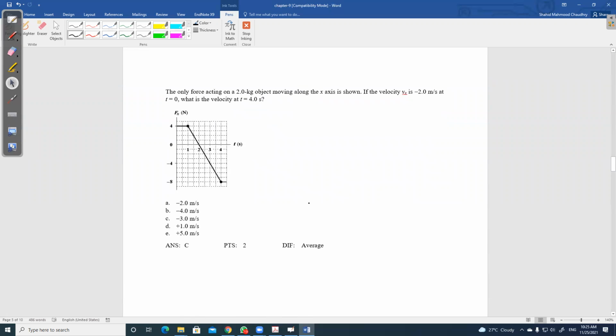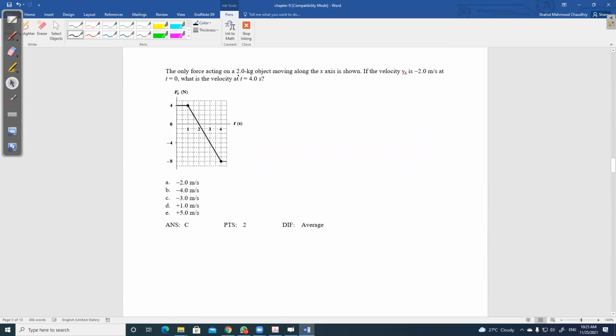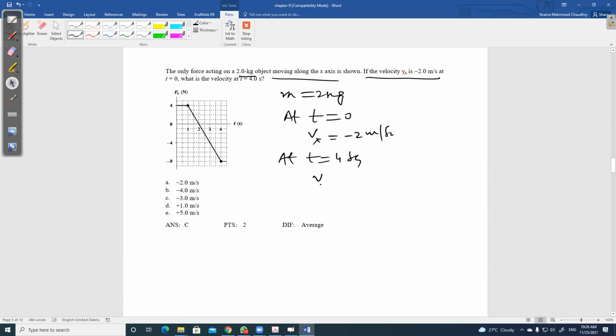Okay, let's see this problem. The only force acting on a 2 kg mass is given in the graph. If the velocity Vx is minus 2 meter per second at t equals 0, what is the velocity at t equals 4 seconds?